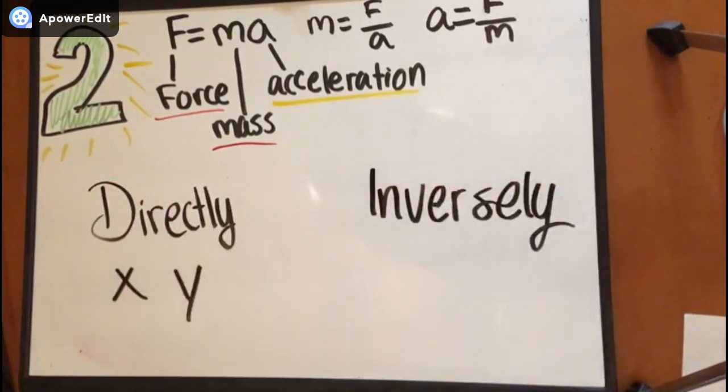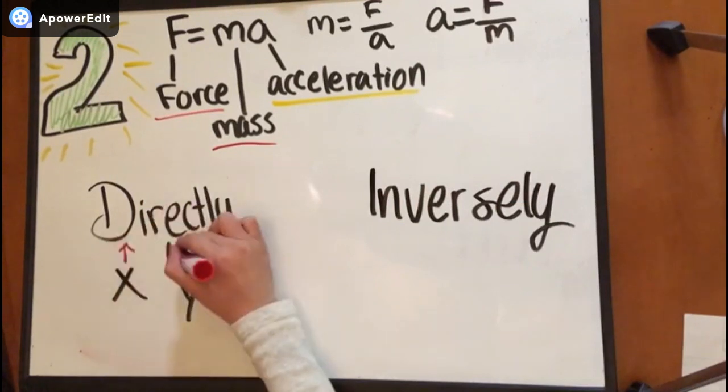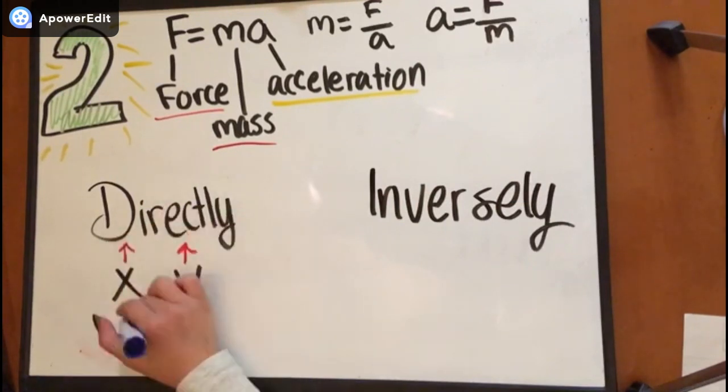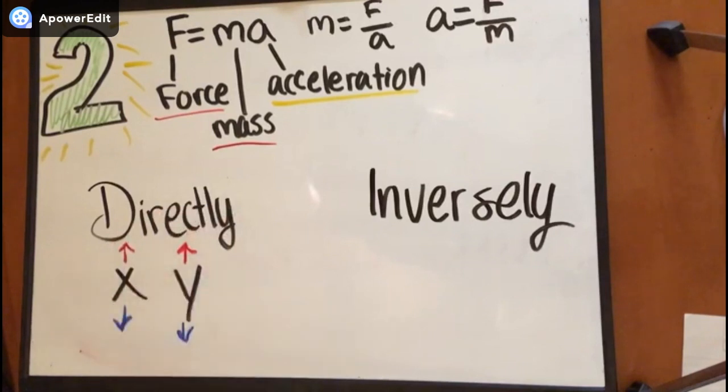Directly proportional is when both variables have a constant multiple. So if x goes up, y goes up. If x goes down, y will also go down.